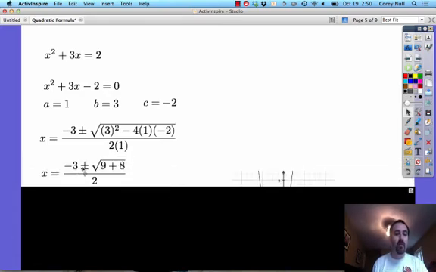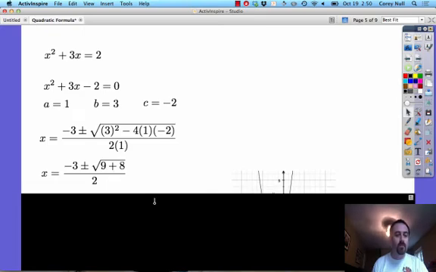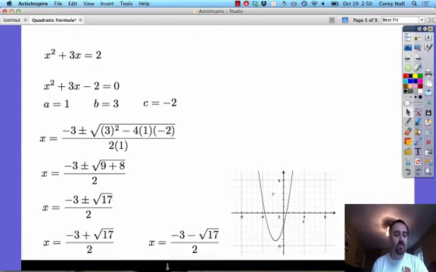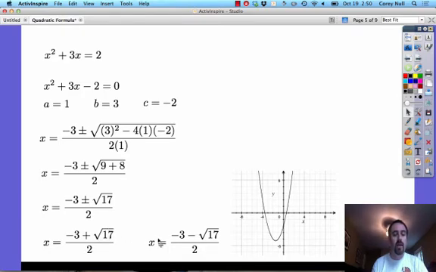I get negative 3 plus or minus the square root of 9 plus 8, over 2. And that's x equals negative 3 plus or minus the square root of 17, and 17 is prime, so there's nothing I can do there, all over 2. And so I have two solutions: negative 3 plus root 17 over 2, and negative 3 minus root 17 over 2.